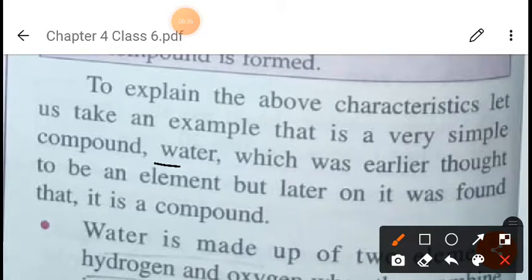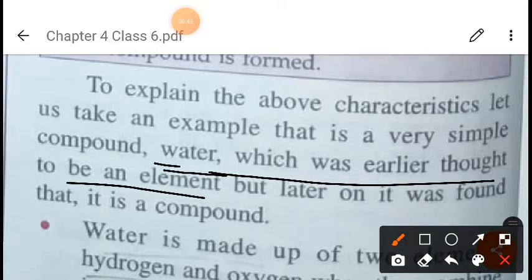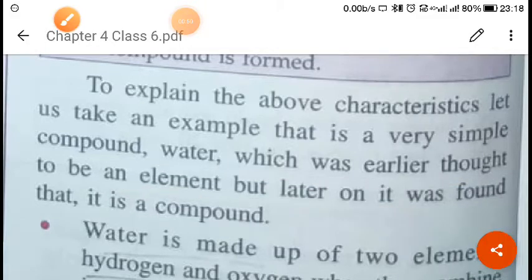When we did not know much about water, we thought that it is an element. But later on it was found that it is a compound.